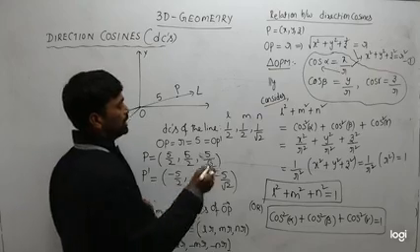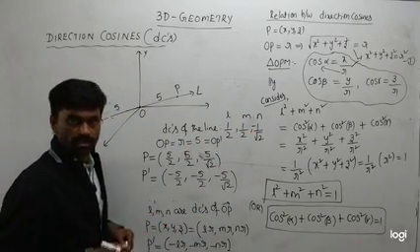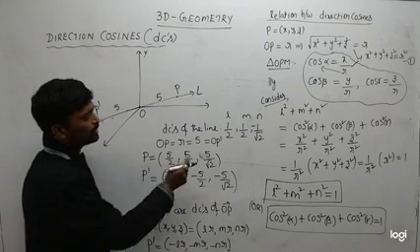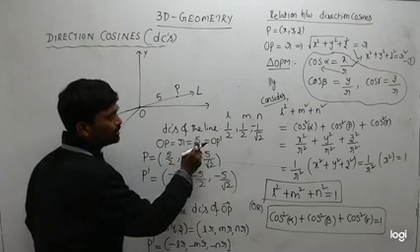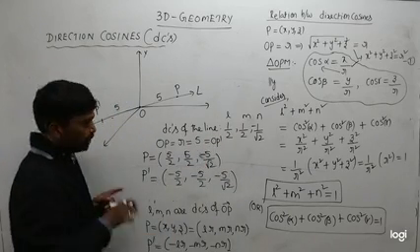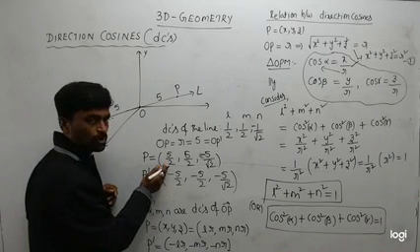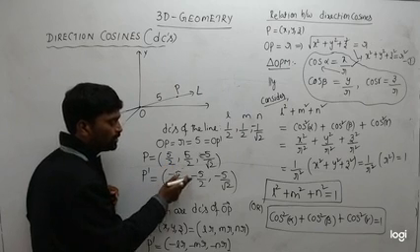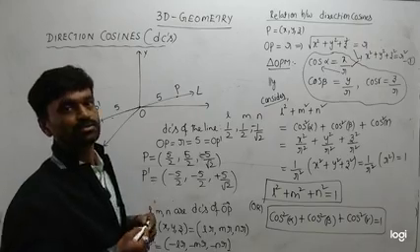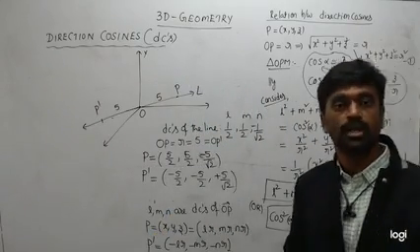Suppose the direction cosines of the line are given as 1 by 2, 1 by 2, minus 1 by root 2. Then the coordinates of P become: lr means 5 into 1 by 2, mr means 5 into 1 by 2, nr means 5 into minus 1 by root 2, so you get minus 5 by root 2. Obviously the coordinates of P dash become minus 5 by 2, minus 5 by 2, and here, since you got minus 5 by root 2, you get plus 5 by root 2. Just changing the sign. Hope you understand. And also one more important point here.